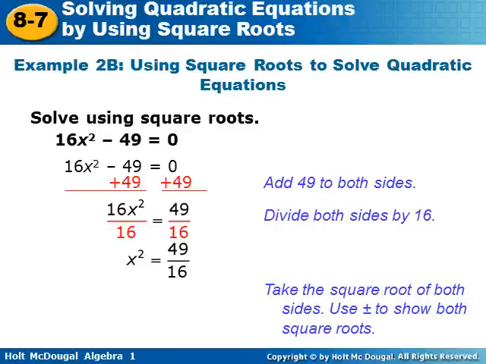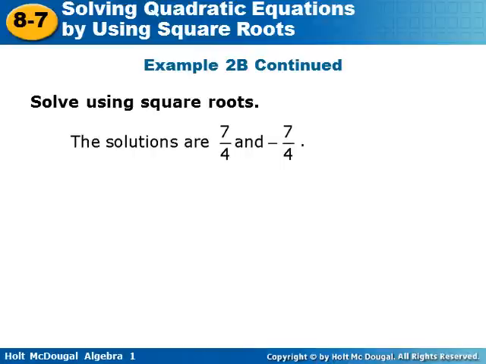Now when we take the square root of both sides, we're still going to use plus or minus to show both square roots. Remember, when it's a fraction, you take the square root of the top and of the bottom. So we get x equals plus or minus the square root of 49/16, which would be plus or minus 7 fourths, that's the square root of 49 over the square root of 16. The solutions are positive 7/4 and negative 7/4.